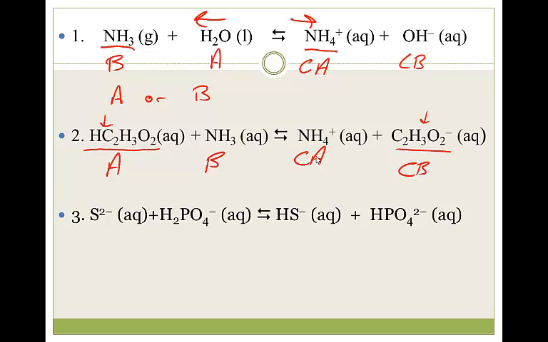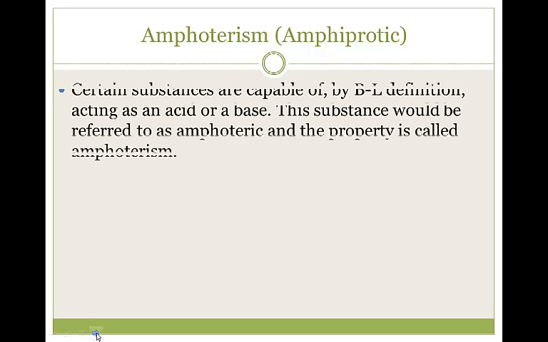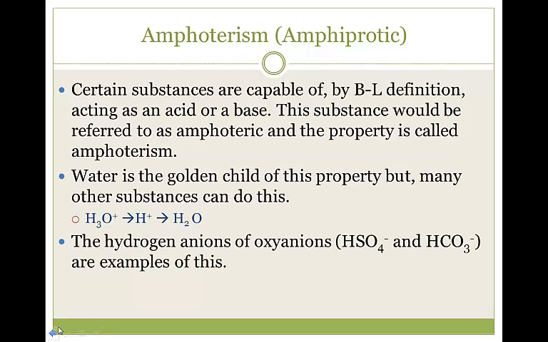And then I will leave the last one here for you guys to try on your own, and we can talk about that as we begin class tomorrow. Okay, kind of switching gears a little bit, we get a term here that's pretty important in acid-base equilibria, and that is the concept of amphoterism or amphiprotic substances, which is what your book calls it.